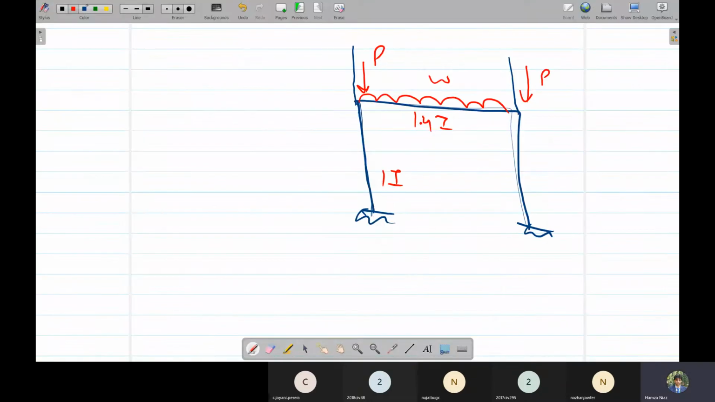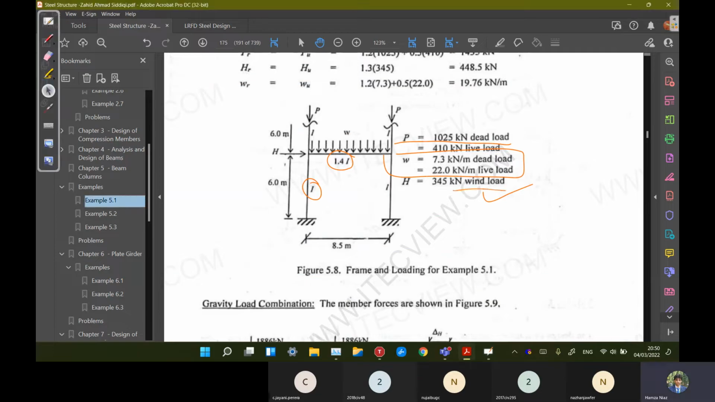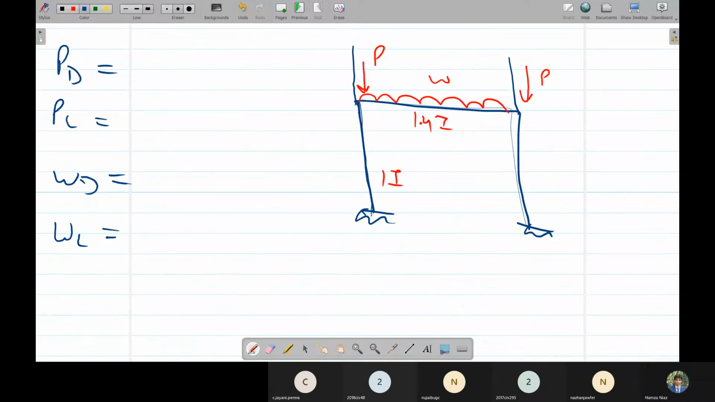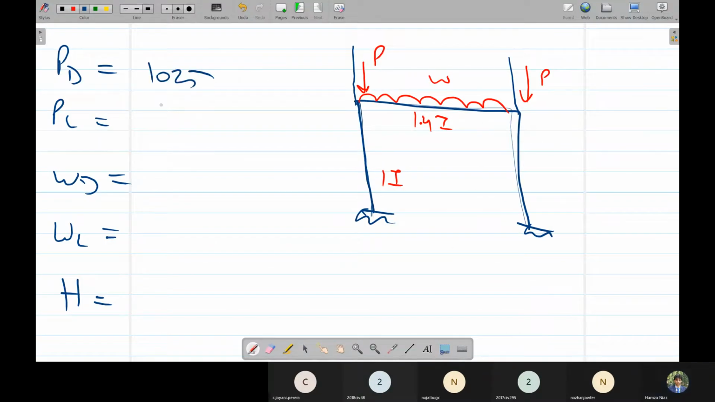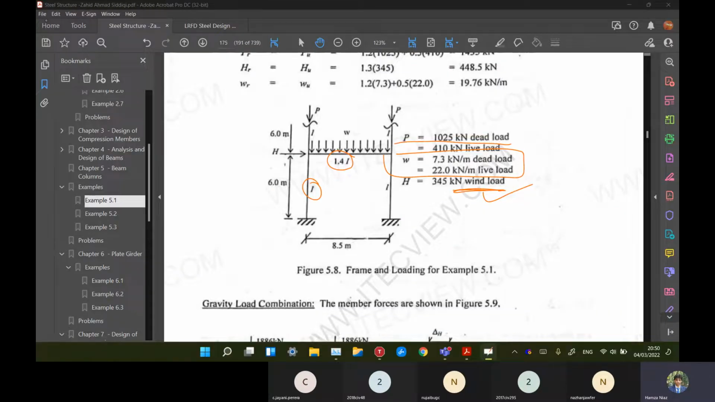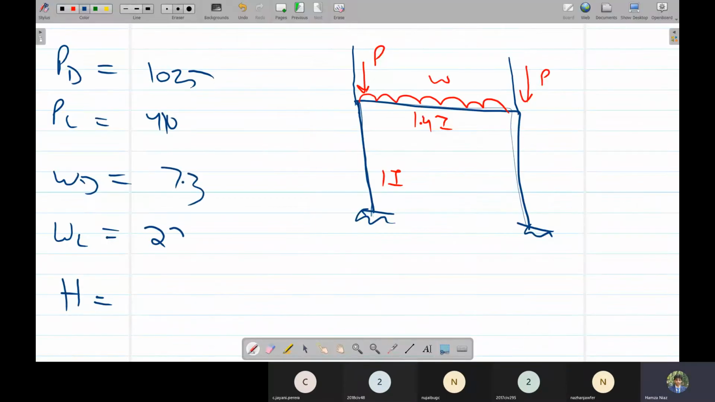So let me write. PD is point dead load, PL point live load, omega D uniform dead load, omega L uniform live load, and H is the wind load. Dead load is 10.25, 10, 3, 22, 34.5. So these are all loadings.